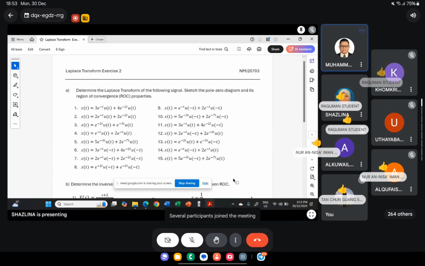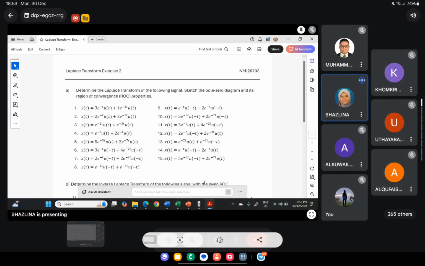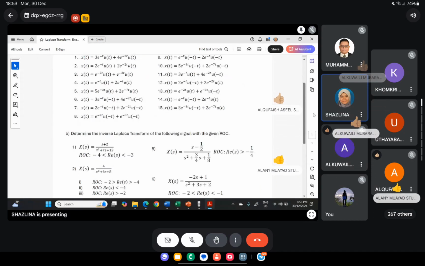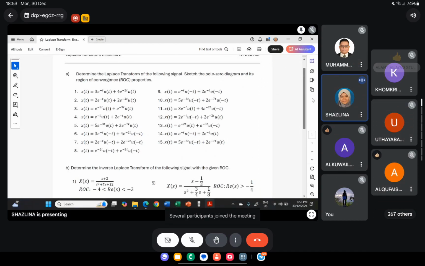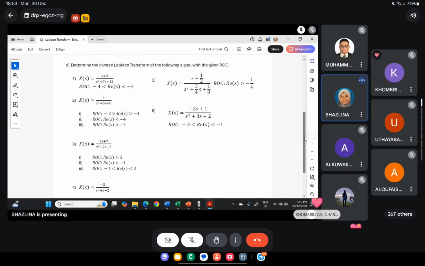Doctor, what time will the quiz be? Let's say our class is at 5, then the quiz will be after we do the exercise. Actually it's only about 20 minutes, but normally I finish early for the evening class. We do the exercise for around 40 to 50 minutes and then we do the quiz. Even though the questions look like a lot, this is very quick. It's just how to determine the ROC and then the inverse Laplace with the given ROC.